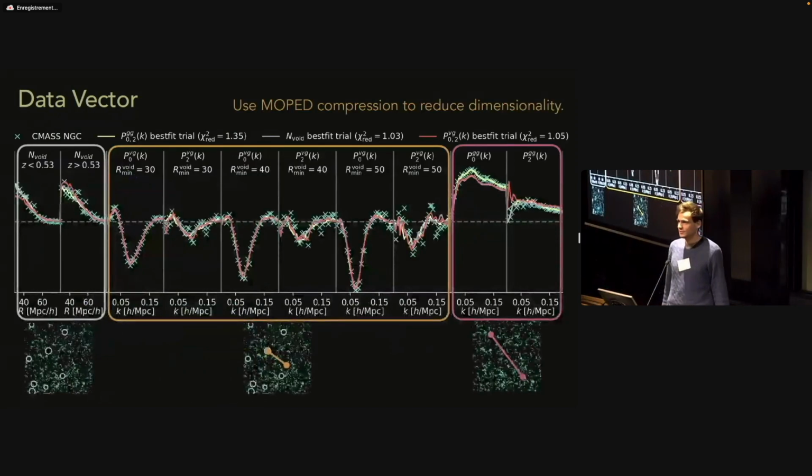This is what the raw data vector looks like. The crosses are the measurements. From left to right, you have the void size function, just the histogram of void sizes, then the void-galaxy cross power spectrum, and then the usual galaxy auto power spectrum. The different lines are best-fit simulations from the entire set that I ran, looking at different parts of the data vector individually. What you can see here is that our simulations, at least at this baseline level, reproduce the data pretty well.